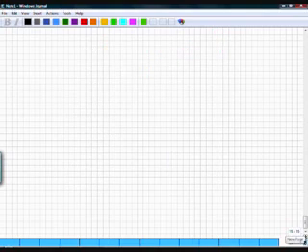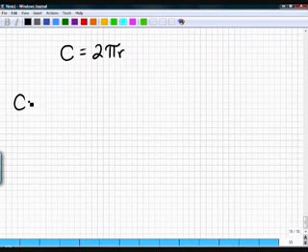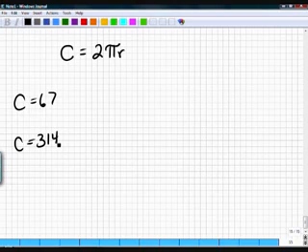Last set of problems. It gives you that the circumference is 2 pi r. And on this one, you probably want to use your calculator. Circumference is 2 pi r, and on A part, circumference is 67. On B part, it says circumference is 314. If you watch this, it'll give you a shortcut, and it won't take you as long to do those problems.